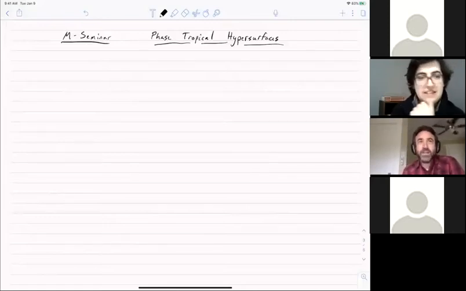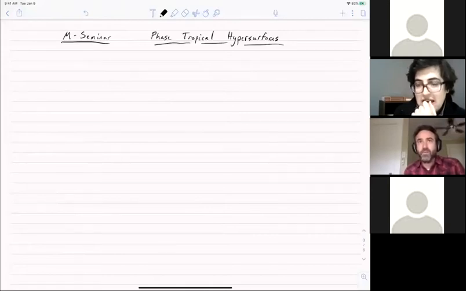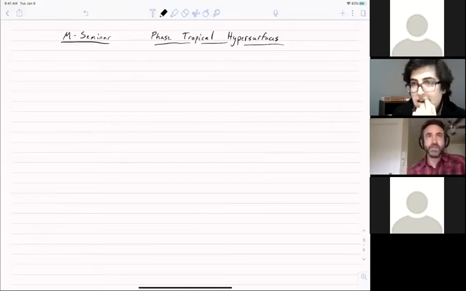So today I was just going to take a leisurely stroll through phase tropical hypersurfaces and try to discuss maybe one or two things I haven't mentioned about them, and about the proof that they form homeomorphic manifolds to complex hypersurfaces. So here's the outline.